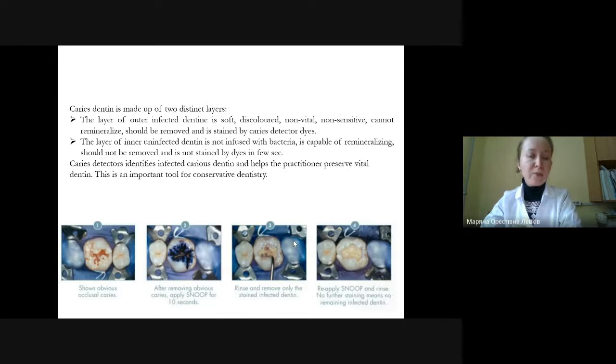The technique of applying caries detectors is as follows. Firstly, it is necessary to prepare the caries cavity and then apply the disclosing agent. After that, wash it with an appropriate amount of water, and the areas that are discolored are considered to be necrotic and should be removed excessively. And here you have the final view of the cavity after cavity preparation.